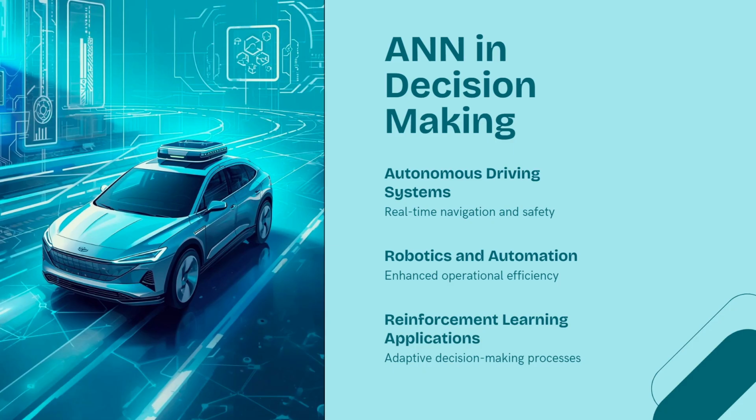ANN also play a huge role in intelligent decision making systems, like autonomous driving. Self-driving cars use ANN to recognize roads, signs, pedestrians, and even predict what nearby vehicles will do. ANN process information in real time and help the car make decisions.